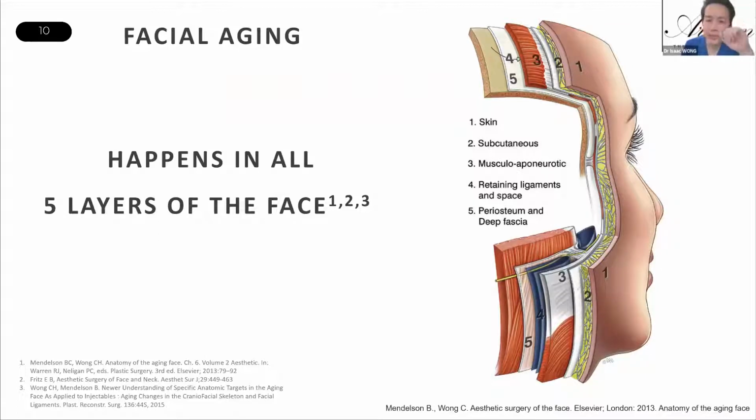All 5 layers: skin, subcutaneous fat, muscle, retaining ligaments and spaces, and the periosteum and deep fascia. This is according to a classic and often quoted paper by Mendelsohn and Wong.